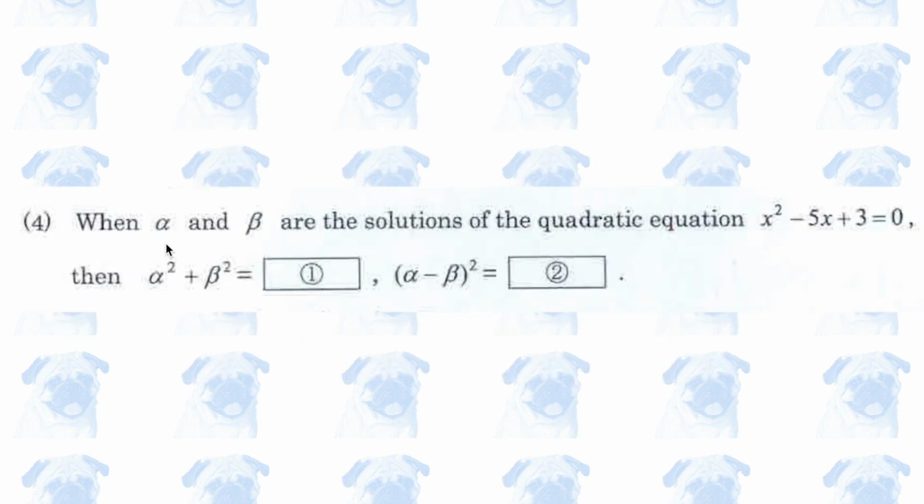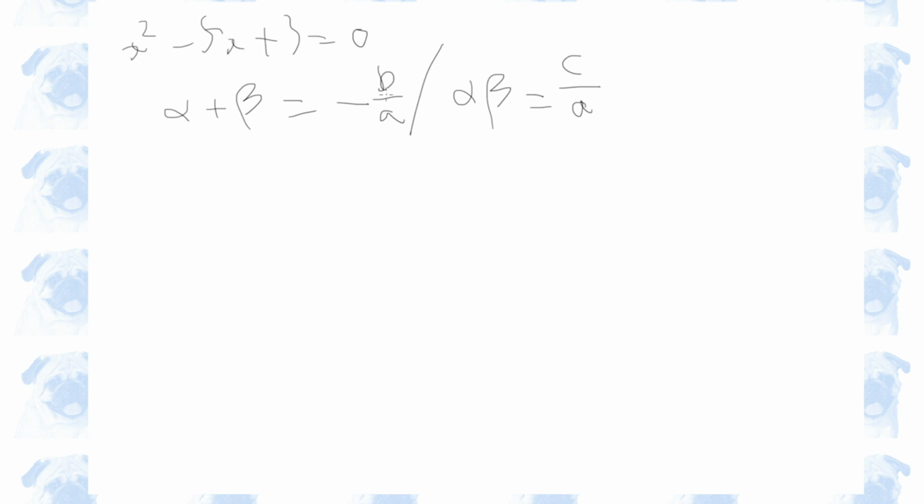Number 4, when alpha and beta are the solutions of the quadratic equation, then alpha squared plus beta squared equals blank. Alpha minus beta squared equals blank. So in order to solve this question, you have to know two facts. First of all, alpha plus beta equals minus b over a, and alpha times beta equals c over a. And a, b, c refers to the coefficients of these terms. So a equals 1, b equals minus 5, and c equals 3. And the questions we want to solve are these.